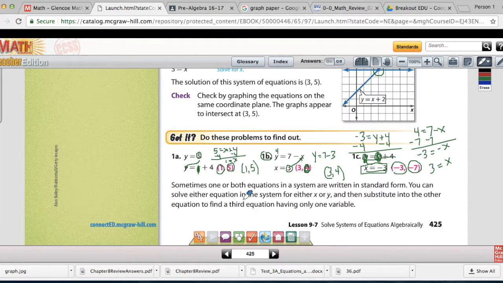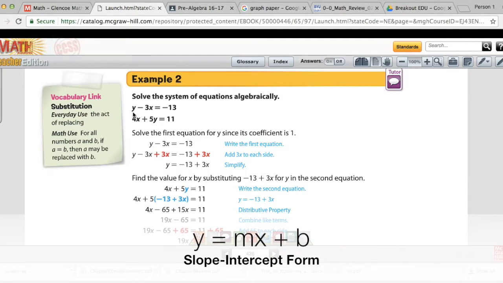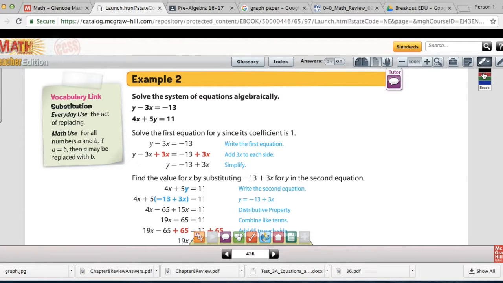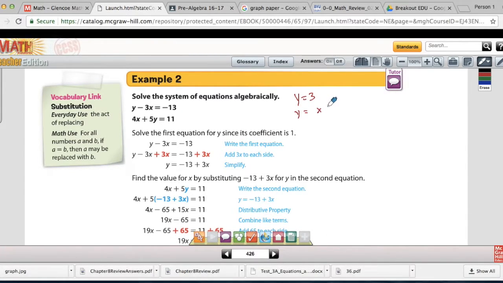Okay, so sometimes one or both of the equations in a system are written in standard form. We've learned about slope-intercept form, which is y equals mx plus b, but standard form is written ax plus by equals c. In this example 2, you'll notice that the two equations are not written in slope-intercept form, and they're not written with a single variable like we saw before. In the previous example, we saw y equals 3 and y equals x plus 7. We had an isolated variable.